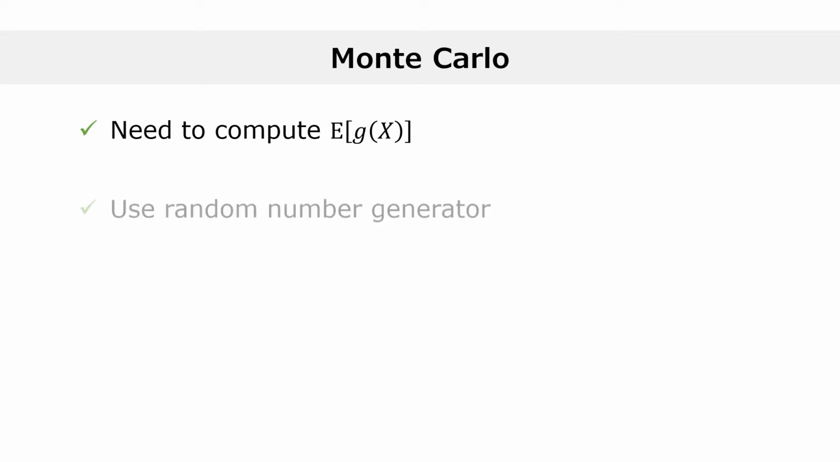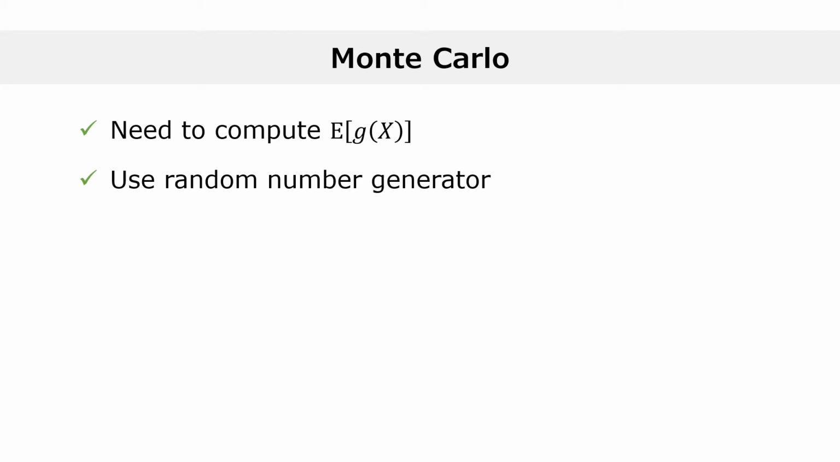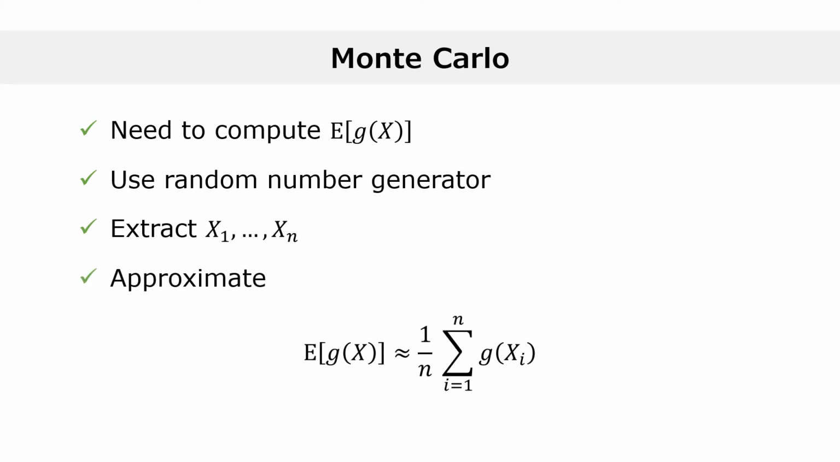Let us review the main steps in a Monte Carlo simulation. Consider a random variable x and a function g of x. A Monte Carlo simulation is used to approximate the expected value of g of x. We use a computer to generate a pseudo-random sample of draws from the distribution of x. The n draws are denoted by x1, x2, and so on. We compute g of xi for each i. Then we take the sample mean of the values we have computed. The sample mean is the Monte Carlo approximation of the expected value of g of x.